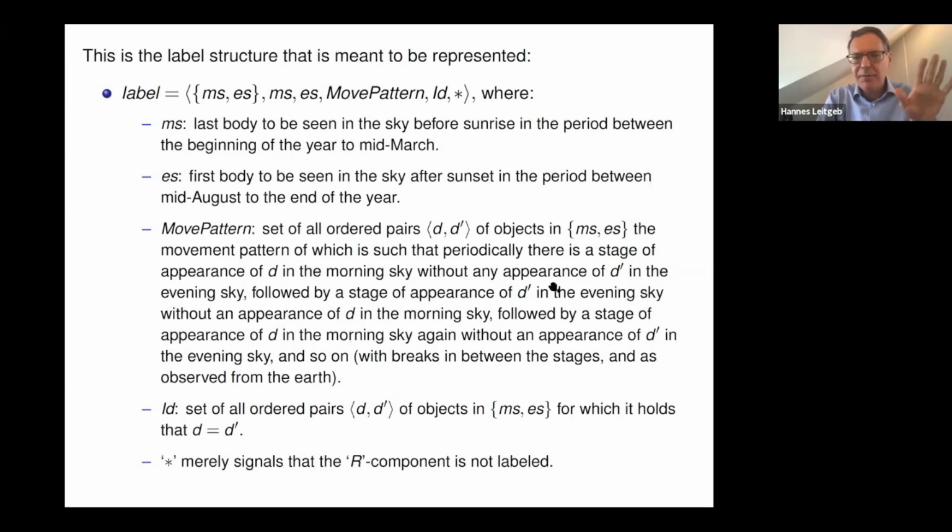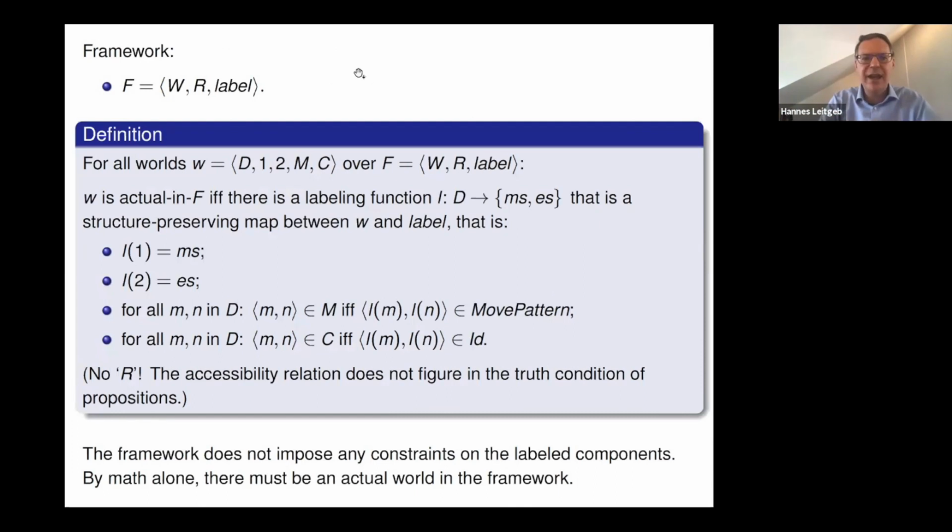Okay, so that's my framework. I put the two together and I get my framework. The only new thing is really that we have an accessibility relation here. And then we define actuality in the obvious manner, no surprises, structure preserving map. In this case, I'm going to build into the structure that 1 really is labeled by the morning star and 2 is labeled by the evening star. And the outcome will be there won't be two distinct actual worlds that are isomorphic to each other. There will be just a unique actual world, really.